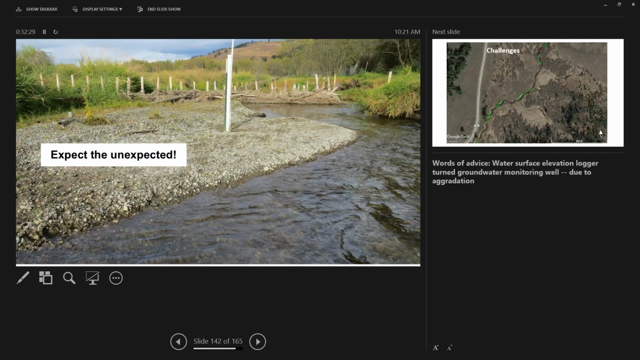This is a surface water monitoring well turned groundwater monitoring well. You just never know.